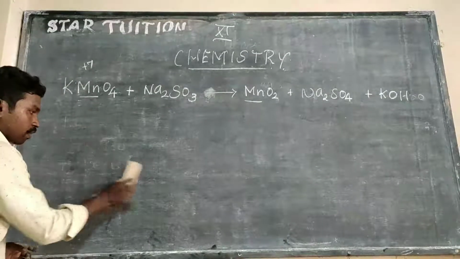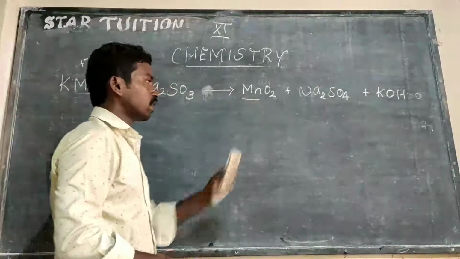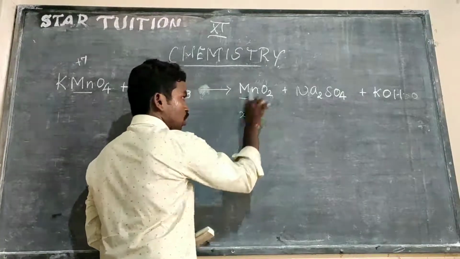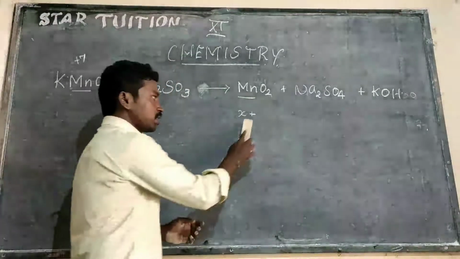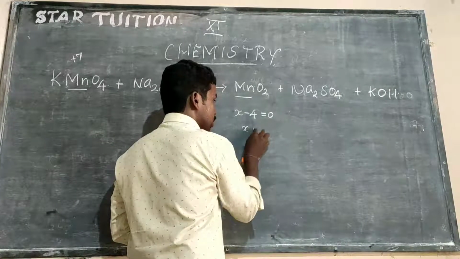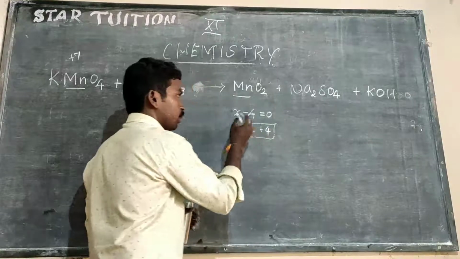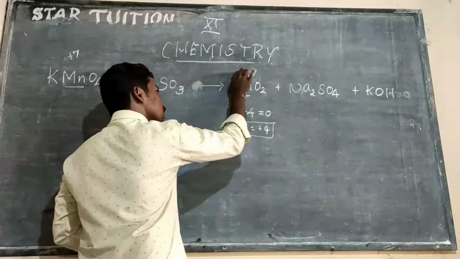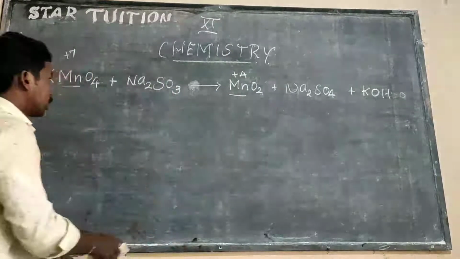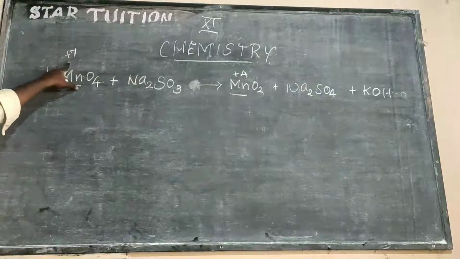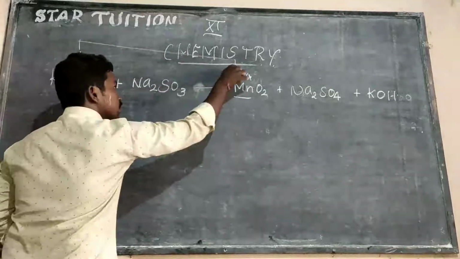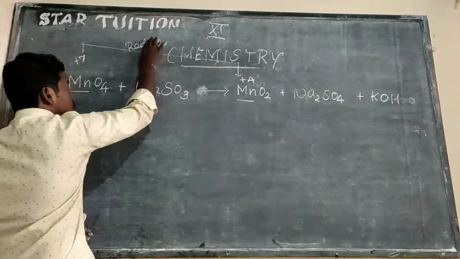In the same way, we can find out the charge of manganese in the product side. Take manganese as X, then 2 oxygens. So 2 into minus 2, which means minus 4. So X minus 4 is equal to 0. X is equal to plus 4. So in the product side, the charge of manganese is plus 4. Here charge is increasing or decreasing? Charge is decreasing from plus 7 to plus 4. Decreasing of charge, so here manganese is reduced. It is the reduced one.